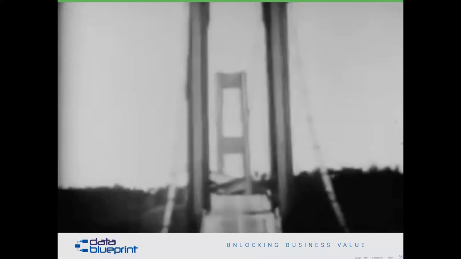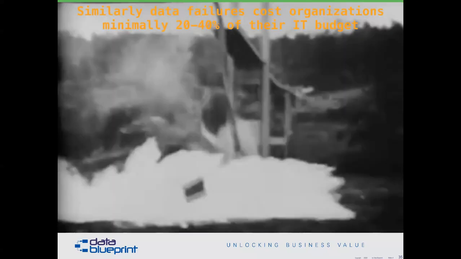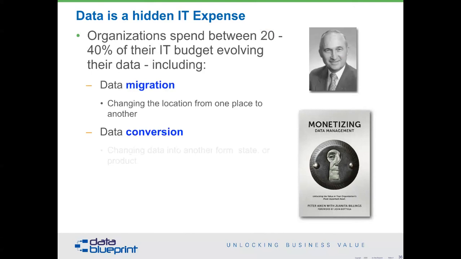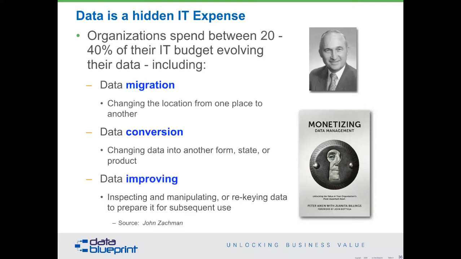If I had a can of Coca-Cola and I started taking a little tab and swinging it back and forth, the same thing would happen to the Coca-Cola tab. It would break off. That's happening to the bridge. No, it was not designed to flex in that fashion. Hence, it crashed. Now, the reason I show that is because most data errors are not that dramatic. Instead, it's insidious. It's lots of little things that happen. Organizations spend between 20 and 40% of their IT budget evolving data.